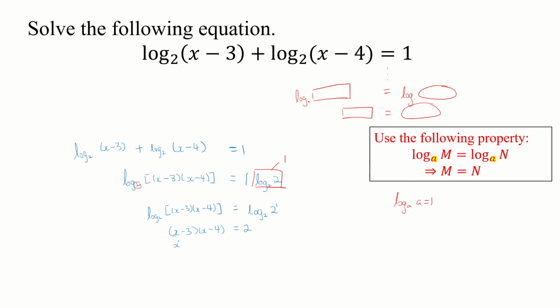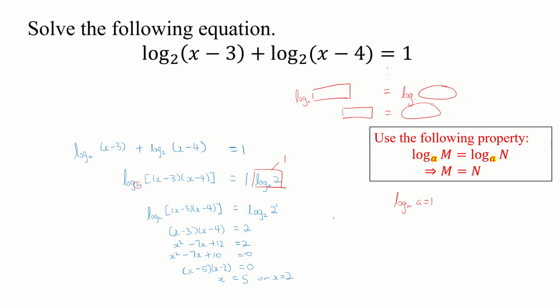And then now we just have to open this up. Opening this up will give x squared minus 7x plus 12. And then we rearrange the equation and then factorize it. So x is equal to 5 or x is equal to 2. So now we have to be careful, because after we have this, make sure you sub in to the original equation to check.